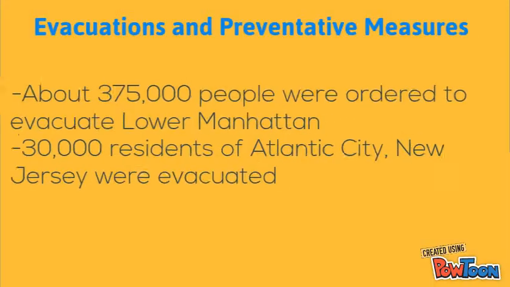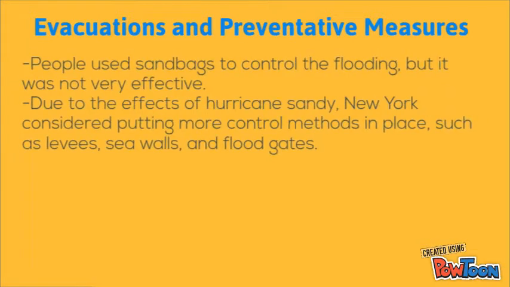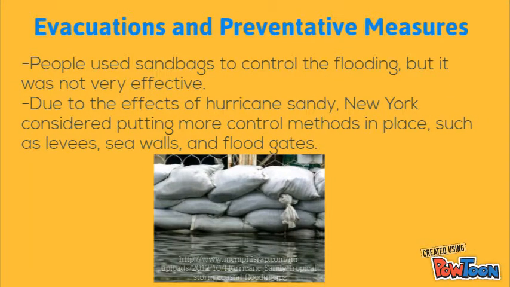A total of 1 million people were ordered to evacuate their homes due to risks of flooding. These people lived in low-lying areas that were likely to be flooded. Sandbags were used to try to slow or stop the water, but it was hardly effective in this situation. Because Hurricane Sandy was so detrimental, in the aftermath, New York considered adding more effective measures of protection that places such as New Orleans use.